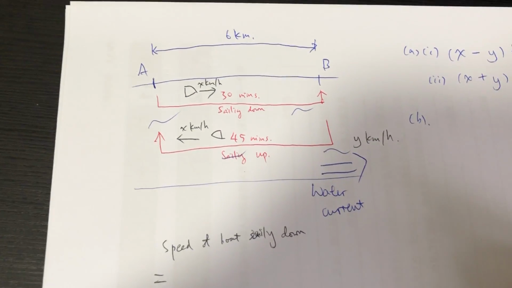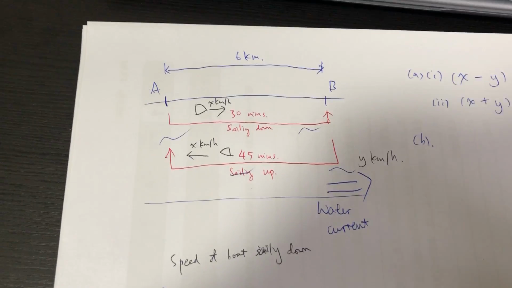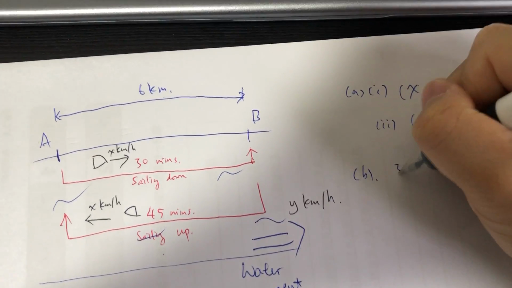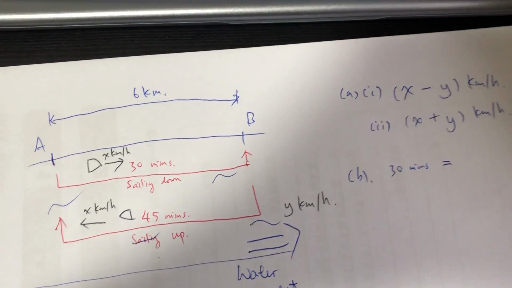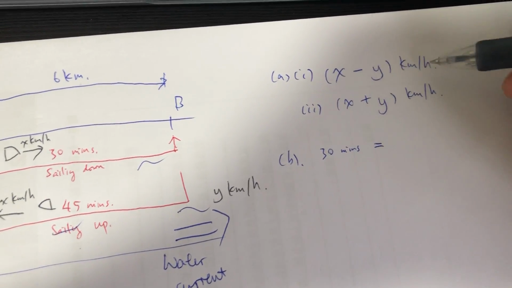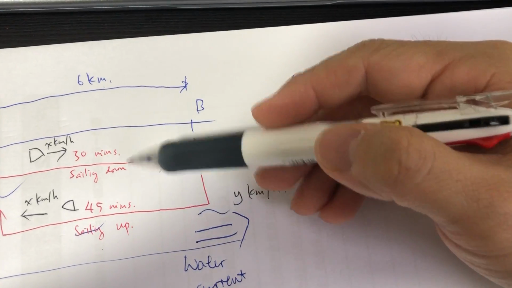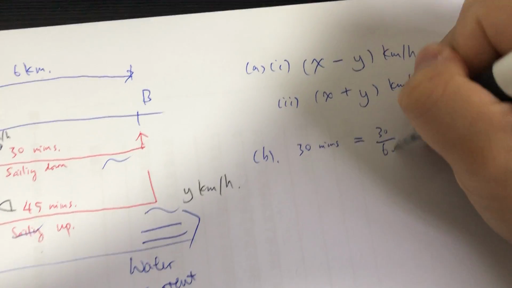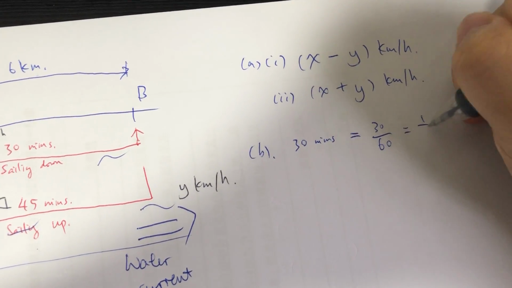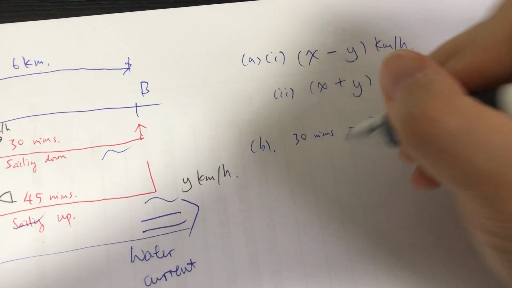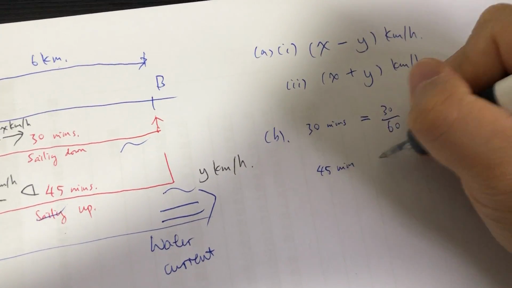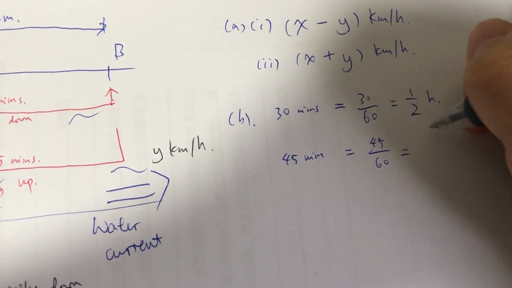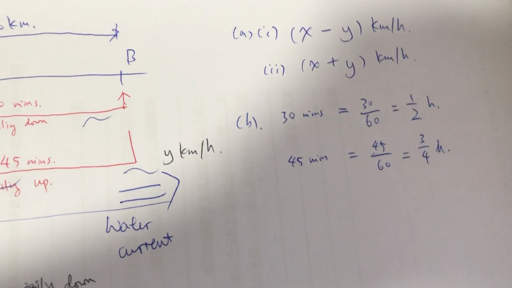So first of all we may try to convert the units. Let's convert 30 minutes to hours, because we need kilometers per hour; this is kilometers, and this is not hours. So we change that to hours. 30 minutes, changed to hours, we divide by 60, so it is 1/2. For 45 minutes, we also convert it to hours, also dividing by 60, so it is 3/4.